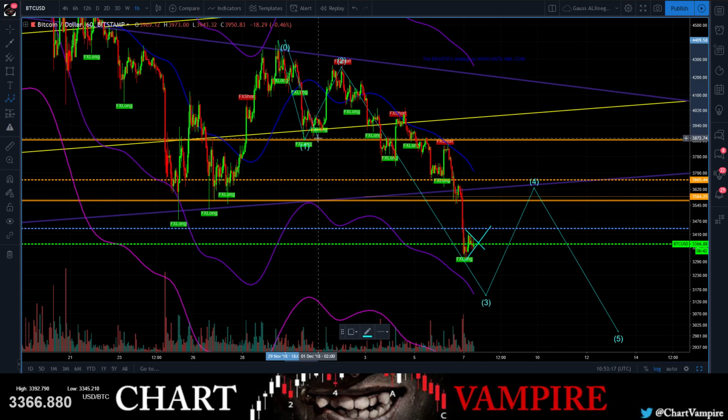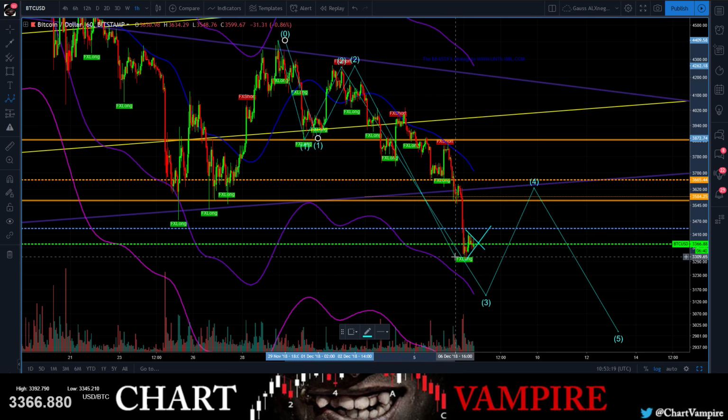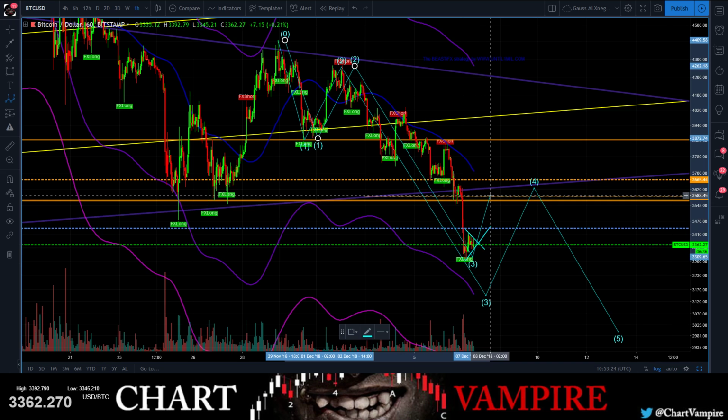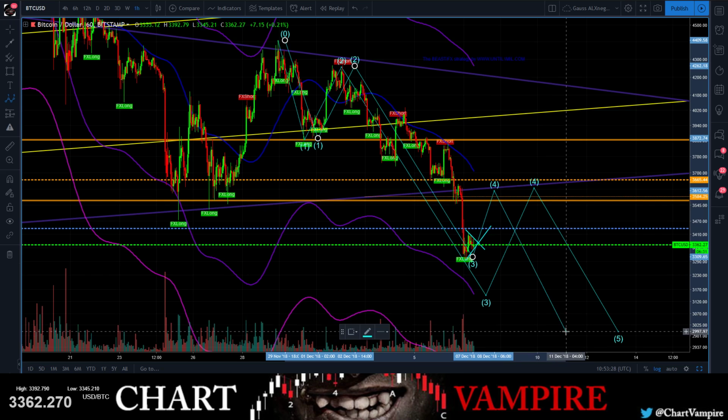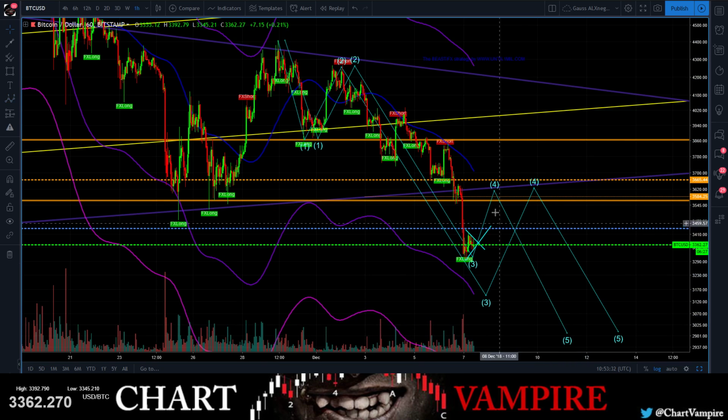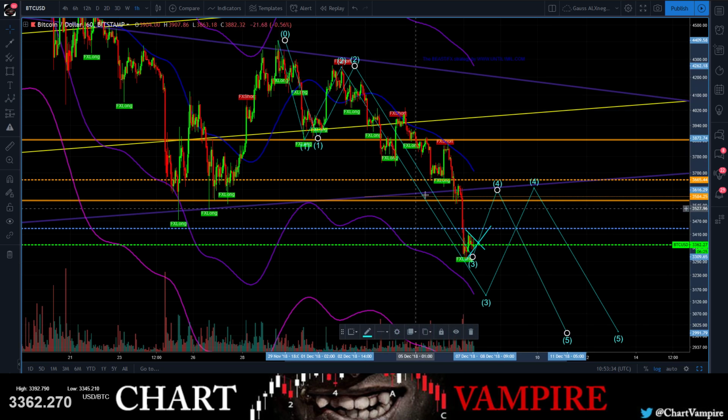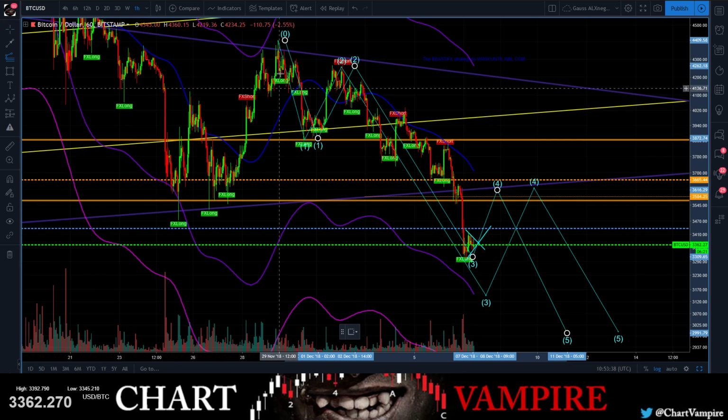So we're going to go 1, 2, this would be 3, 4 could come all the way up here, and then 5 would be down there, right? So I think these are both viable options here, right? We're going to take our extended wave.